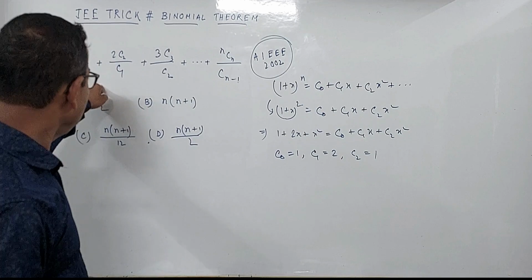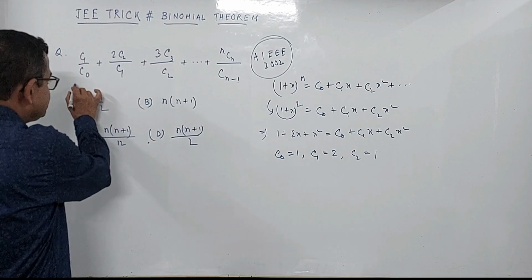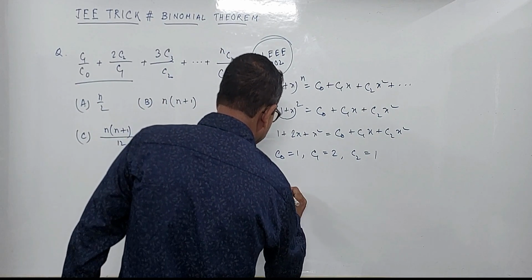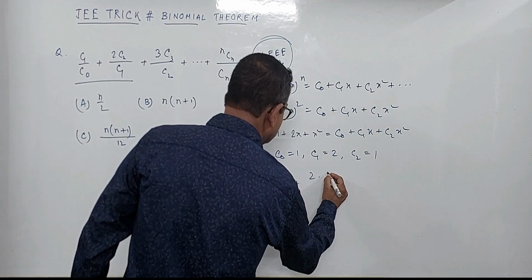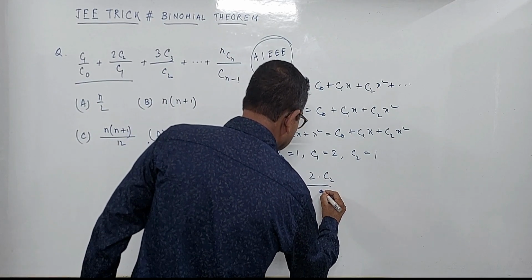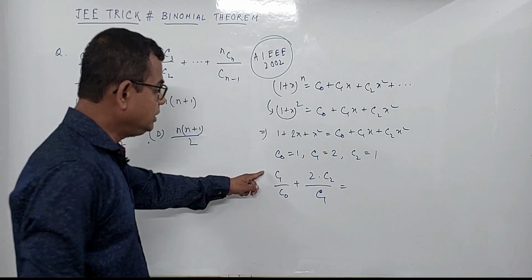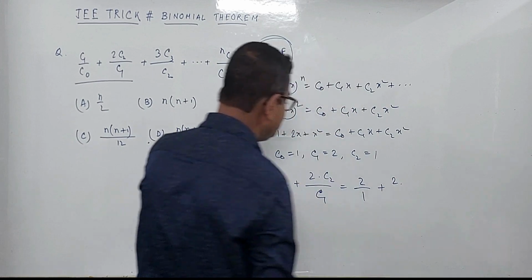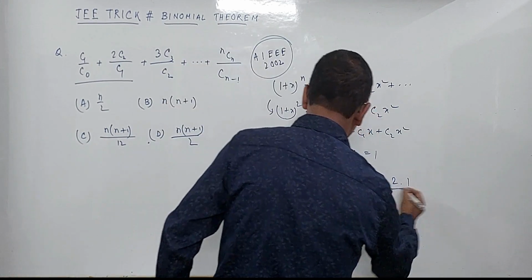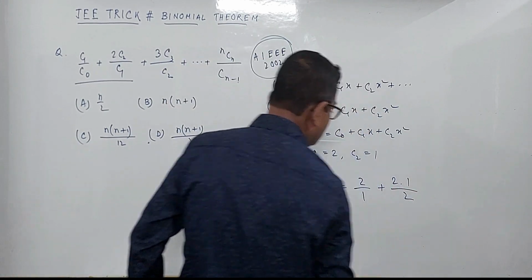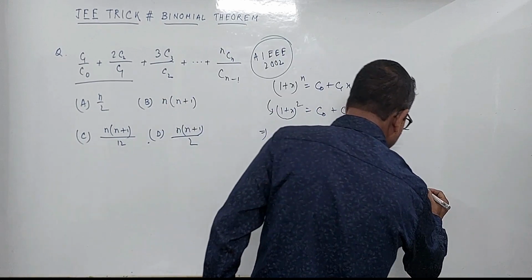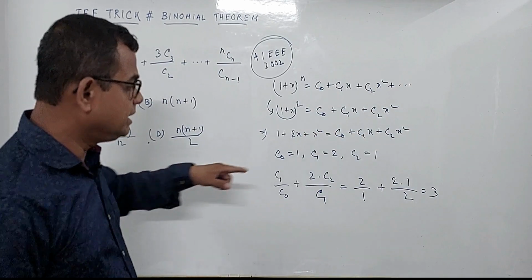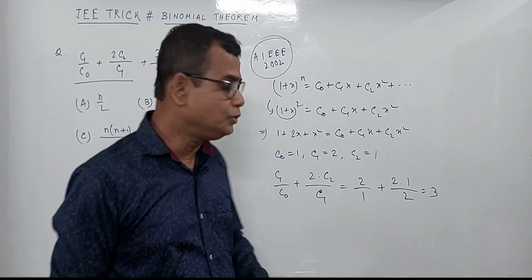Now for n equal to 2, we just calculate these two terms. So C1 by C0 plus 2 into C2 by C1 gives C1, that means 2, by C0, that means 1, plus 2 into C2, that is 1, by C1, that means 2. So we get 2 plus 1, that is 3. Now we have to check which of the following four options gives the value 3 for n equal to 2.